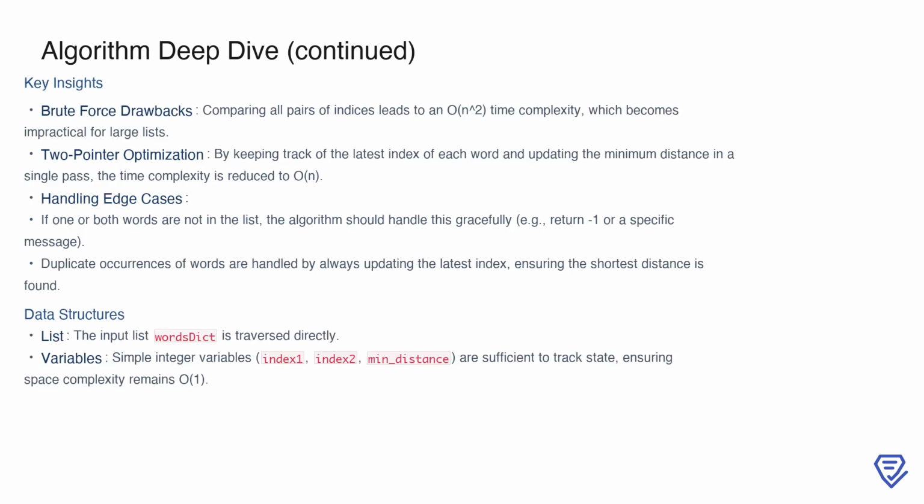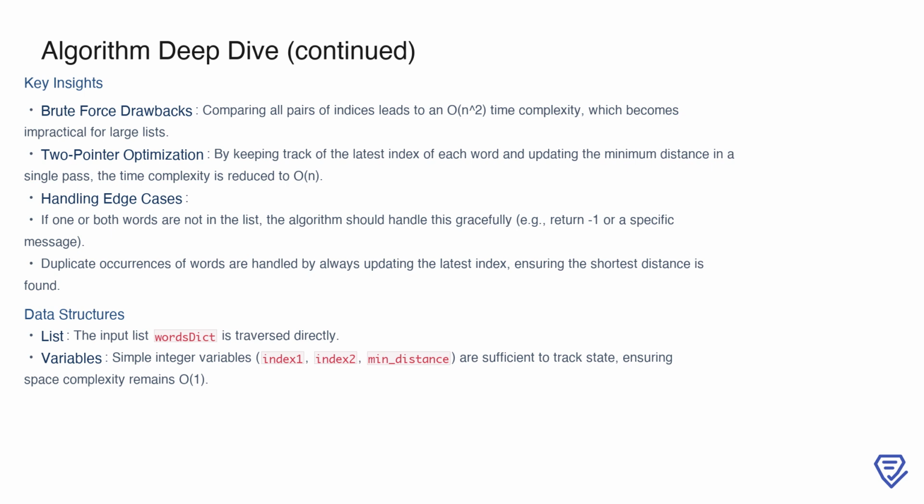The key insight here is the inefficiency of the brute force approach, which has a time complexity of O(n²) due to the nested loops. This becomes impractical for large lists. In contrast, the 2-pointer technique reduces the time complexity to O(n) by processing the list in a single pass and focusing only on the indices of interest. Additionally, the space complexity is O(1), because we use a few integer variables to track indices and the minimum distance.